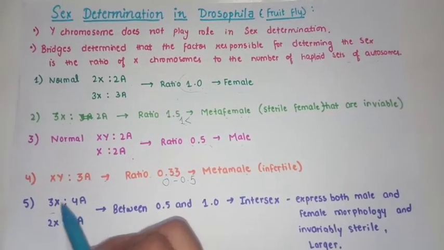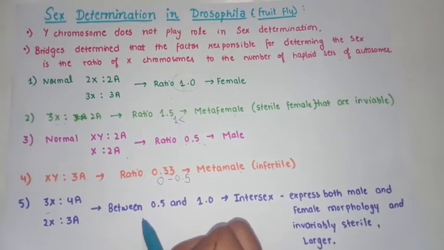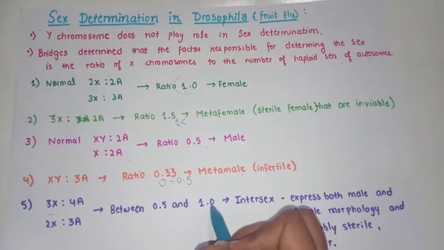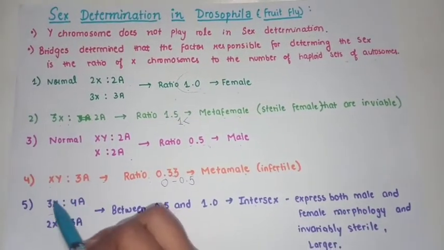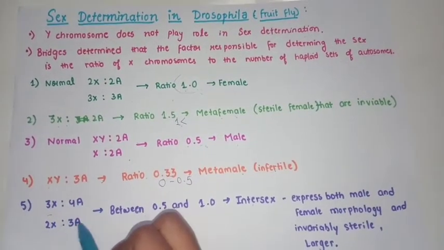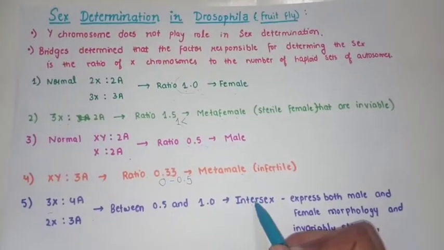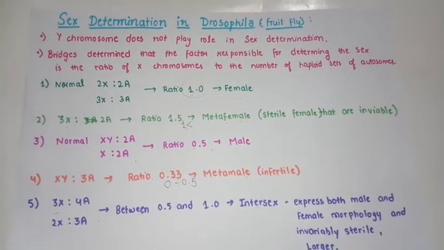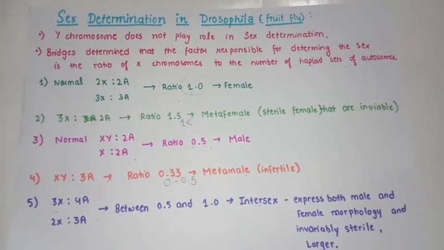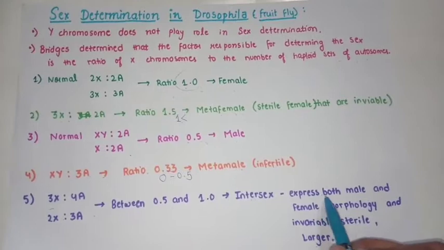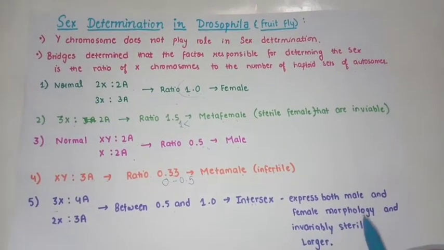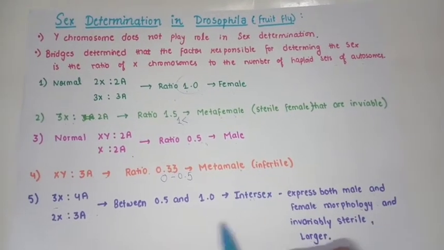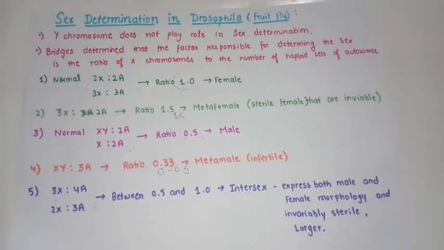After that, there is a fifth condition when the ratio will be between 0.5 and 1. That will be intersex. Just like 3X ratio 4A and 2X ratio 3A. These intersex species are larger in size in comparison to the normal one. They express both male and female morphology and are invariably sterile. So it was all about the sex determination in Drosophila.